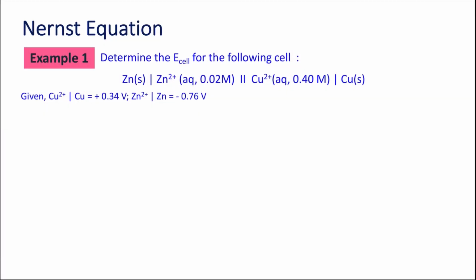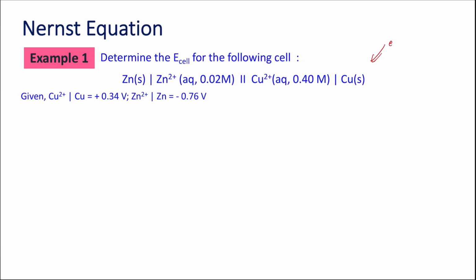So, example 1. So, I have this question. Dia minta saya calculate E cell. So, E cell ni kita kena guna Nernst equation. So, how to do this? First thing first, saya akan tulis dahulu saya punya half equation. So, apa yang diberi adalah cell notation.